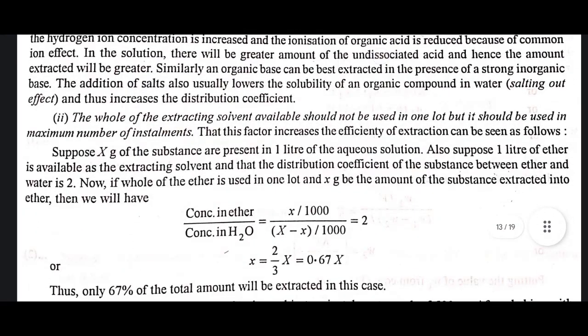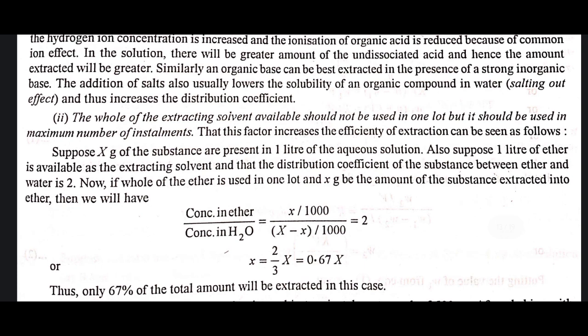Second, the whole of the extracting solvent available should not be used in one lot, but it should be used in the maximum number of installments. That this factor increases the efficiency of extraction can be seen as follows. Suppose x gram of the substance is present in 1 liter of the aqueous solution. Also suppose 1 liter of ether is available as the extracting solvent and that the distribution coefficient of the substance between ether and water is 2.